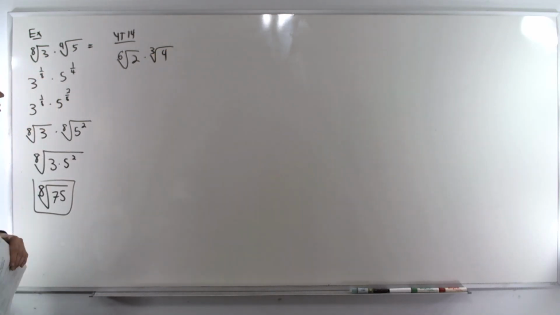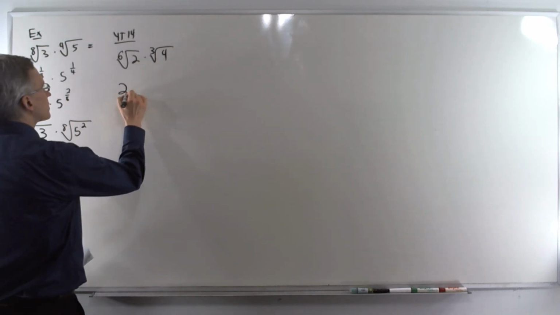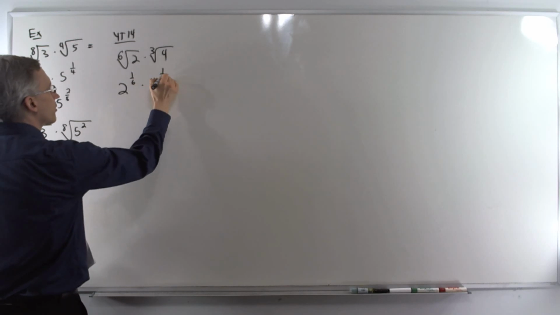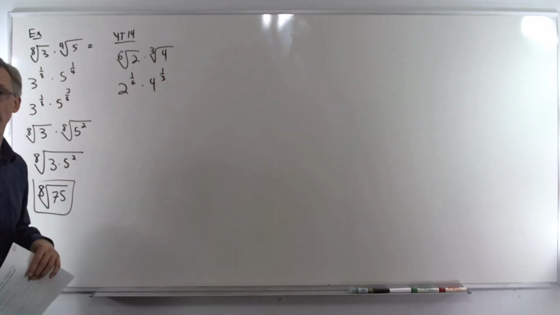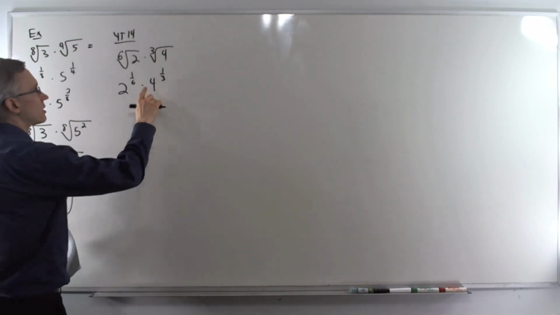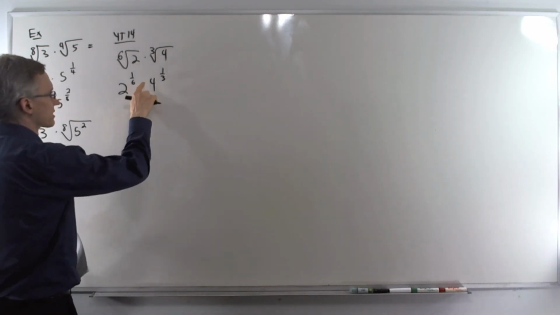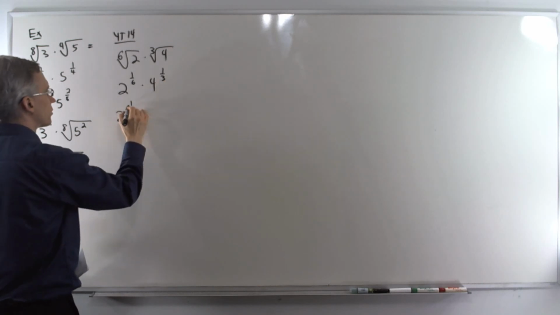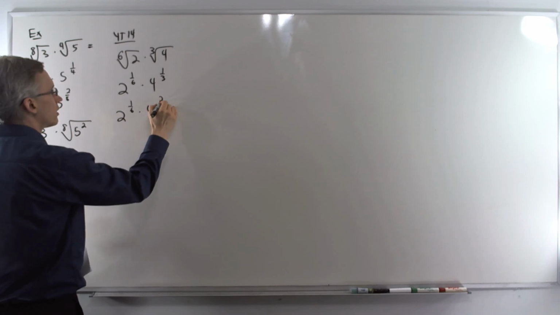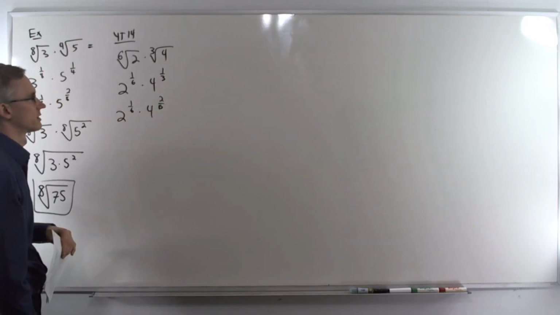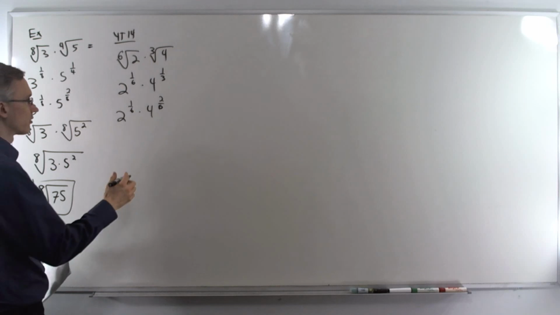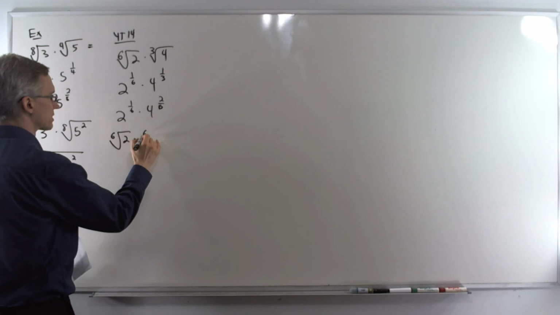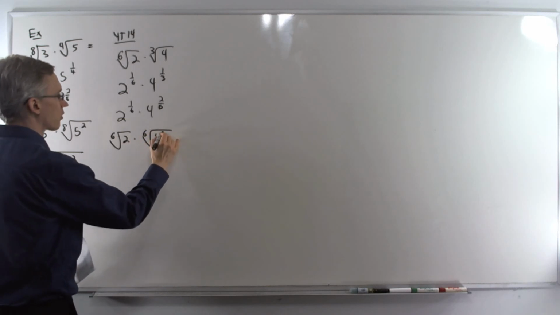So we'll convert to rational exponents. That's 2 to the 1/6 power times 4 to the 1/3 power. Now we want a common denominator with the fractions. So I'm going to go for a denominator of 6. So can change this to 2/6. So that'd be 2 to the 1/6 times 4 to the 2/6. All right, now we're back to radical form. So we have the 6th root of 2 times the 6th root of 4 squared.